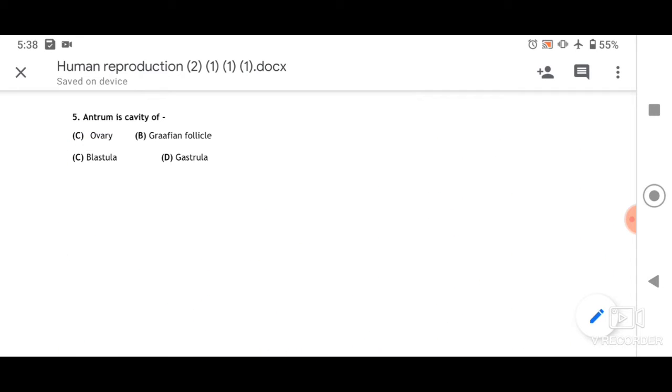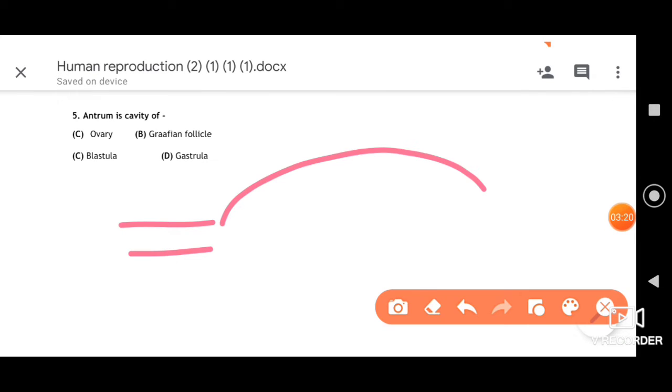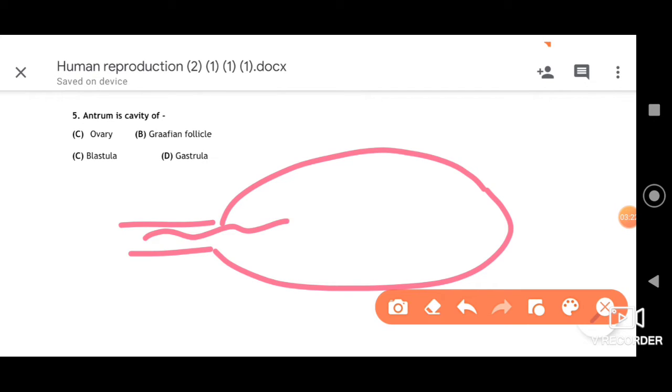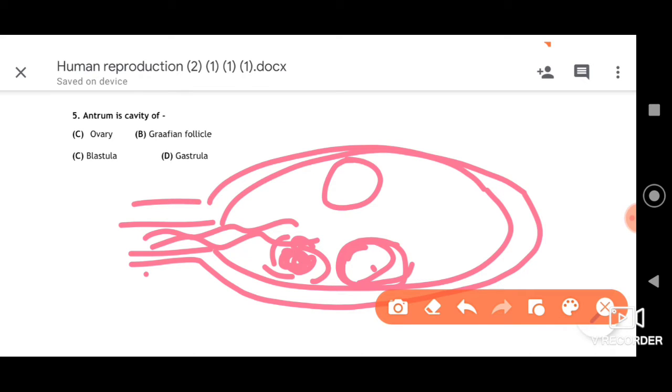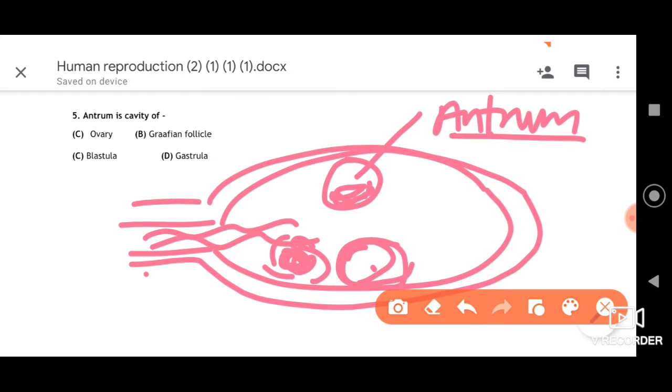Say, for example, if I draw the rough structure here, in the ovary, just a rough representation, there are so many different types of follicles which are developing. So we can find the primary follicle, secondary follicle, and let us say this is the tertiary follicle. There will be a lot of cells, and there will be this cavity called the antrum, which will start to develop in the tertiary follicle itself, which is fluid filled.